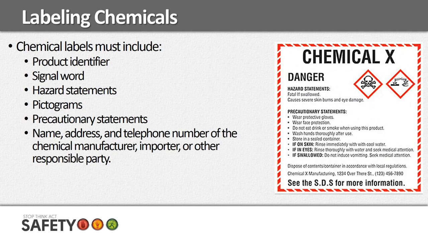The pictogram, which may include a symbol plus other graphic elements, is intended to convey specific information about the hazards of a chemical. A precautionary statement describes recommended measures that should be taken to minimize or prevent adverse effects resulting from exposure to a hazardous chemical or improper storage or handling, personal protective equipment, or special storage requirements. Labels also include the name, address, and telephone number of the chemical manufacturer, importer, or other responsible party.